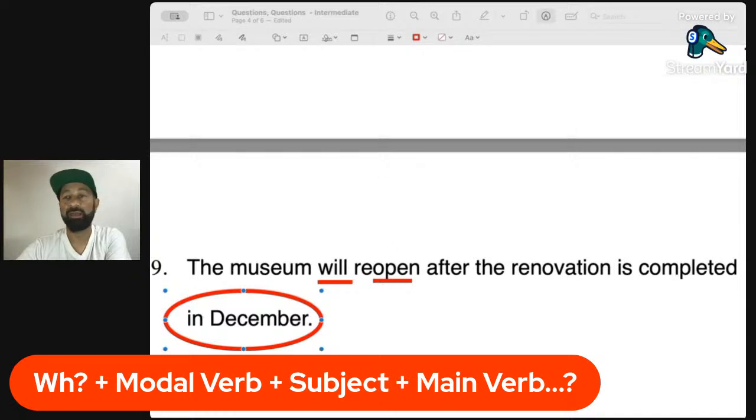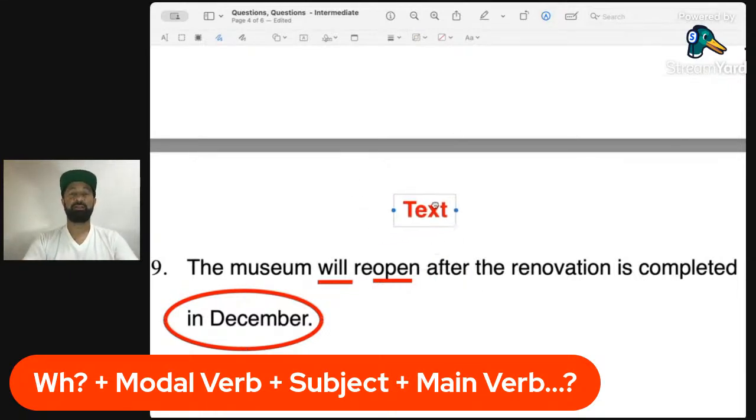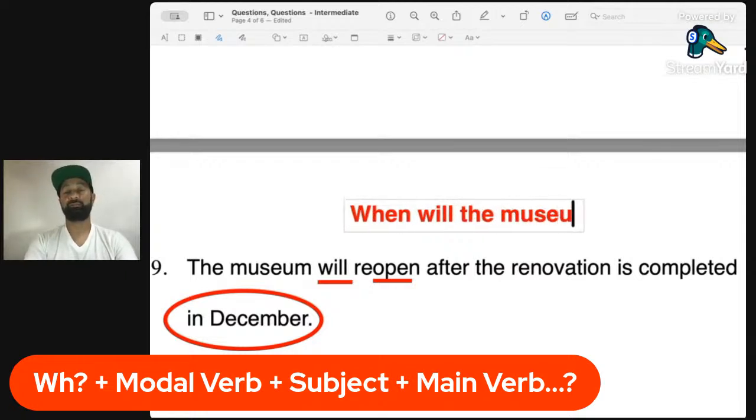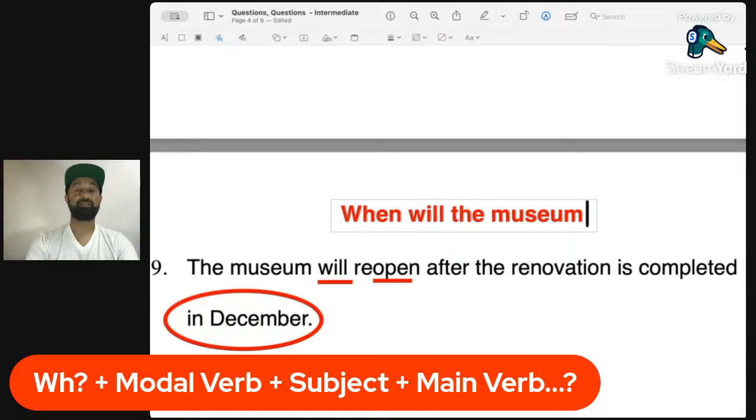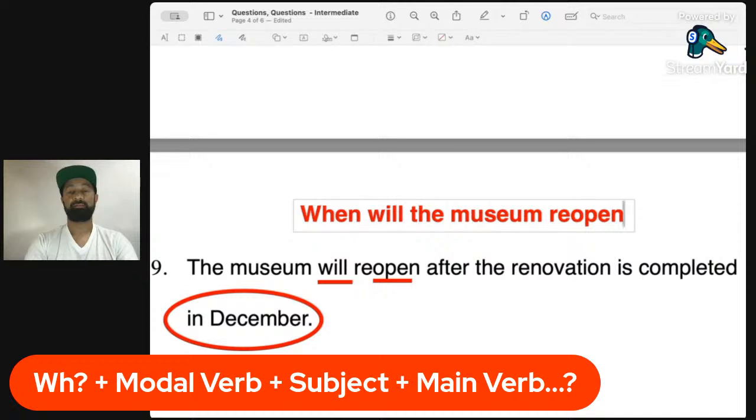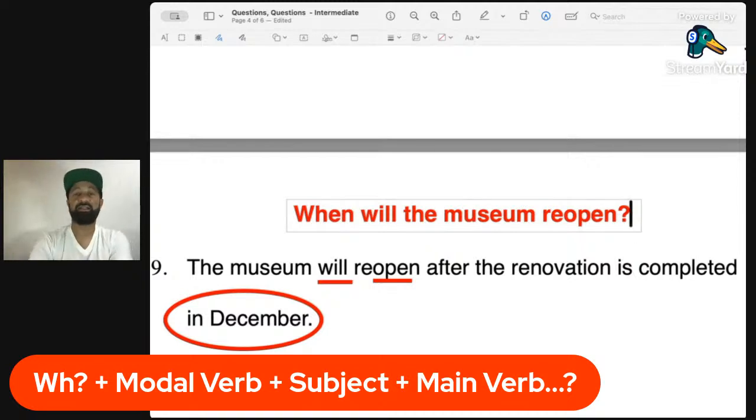So for me, maybe my question here, let's keep looking at the grammar on the banner. I got my WH question is going to be when. Modal verb is will. Subject is the museum. Main verb is reopen. And I would just end it right there. When will the museum reopen? Well, it'll reopen after the renovation is completed in December.